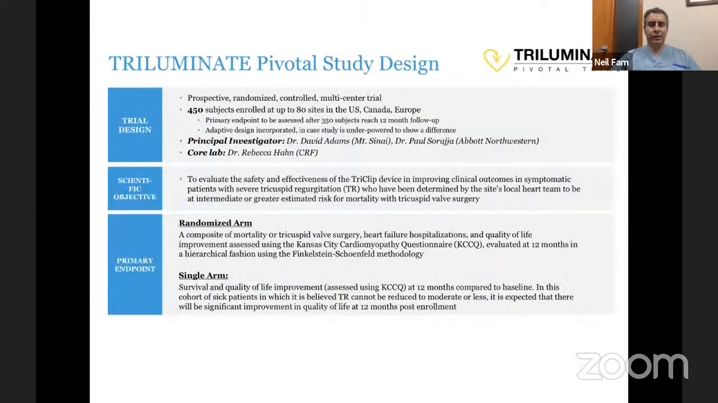So what we need are obviously randomized trials. The first one that started is the TRILUMINATE study. This is 450 patients. It's an international trial. And this is being randomized against guideline-directed medical therapy, which is essentially diuretics. The primary endpoint is a composite of mortality, tricuspid valve surgery, heart failure hospitalizations, and quality of life. And there's also a single-arm component of the trial.